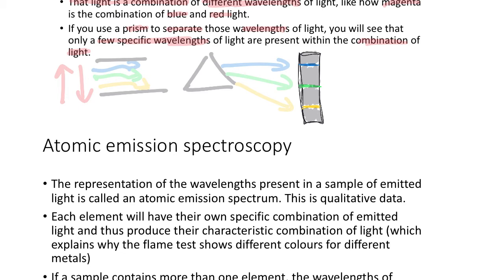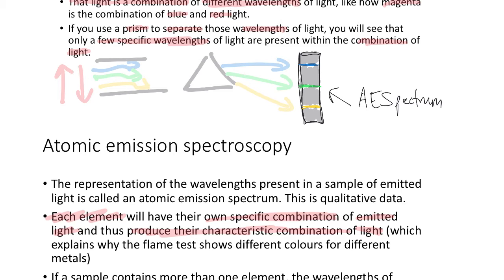All right, so that thing here is called the AES, where the S stands for spectrum, atomic emission spectrum, and it's qualitative data because when you see those three lines there, that's characteristic for that particular sample or that element. All right, each element will have their own specific combination of emitted light and produce a characteristic combination of light, which means that they'll look different colors.